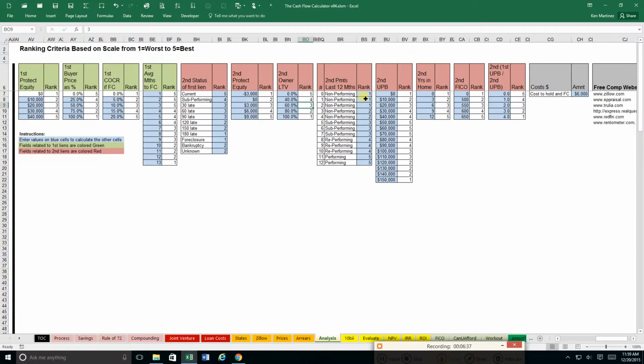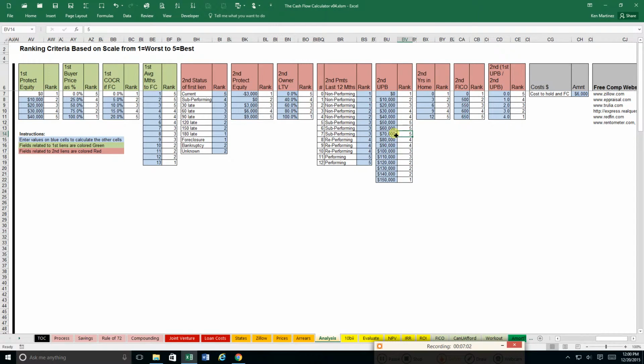Next one would be how many payments have they had in the last year? Most of these, probably they're going to have 0 payments, so they get 1 point. But if you're buying a mixed pool of performing and non-performing, then your performers are going to get more points, and anything in between would get a score of 2, 3, or 4. So that's the number of payments in the last 12 months.